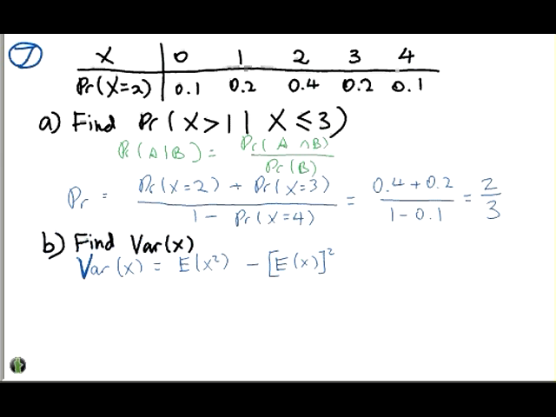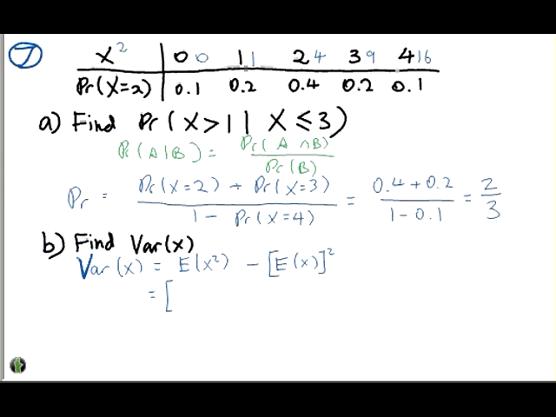Okay, so let's do E of X squared first. E of X squared is basically you just go into the distribution and you square everything. So for instance, if it's X, you'd get 0, 1, 4, 9, 16, right? So that's it. You do an expectation based on that.